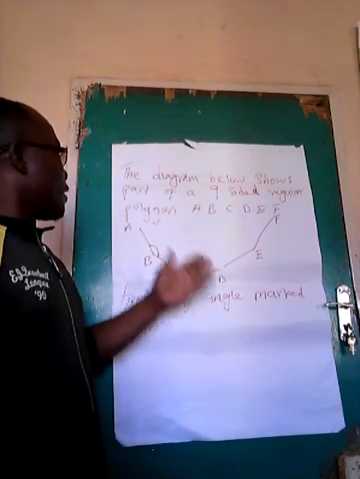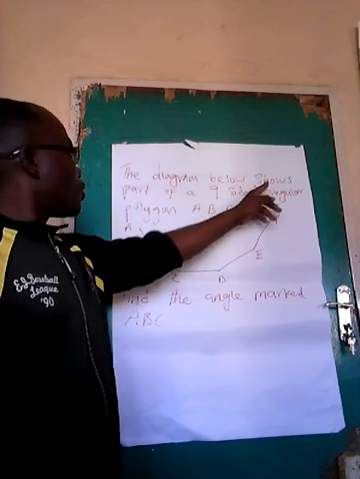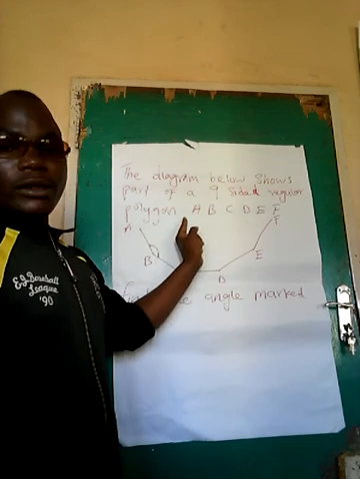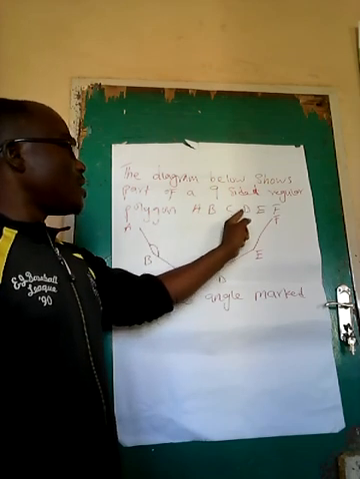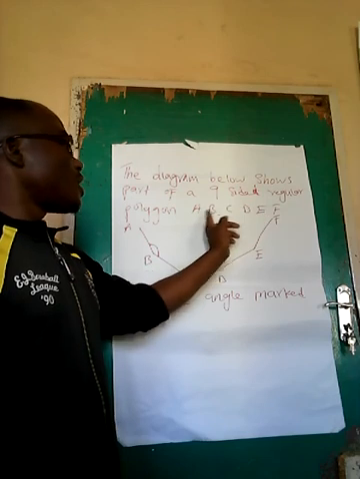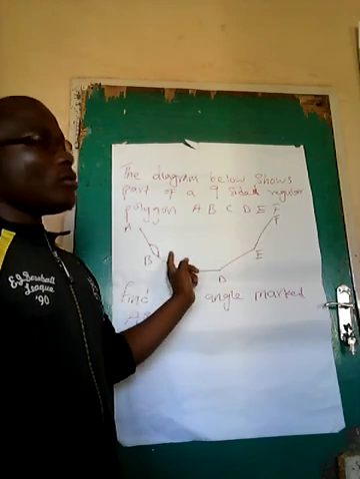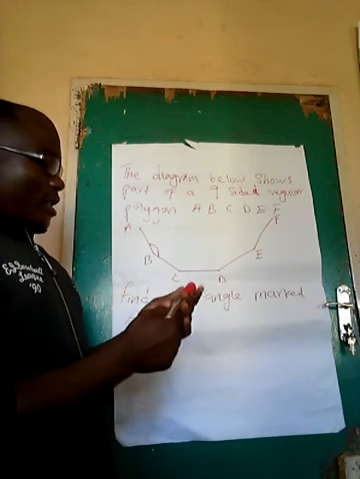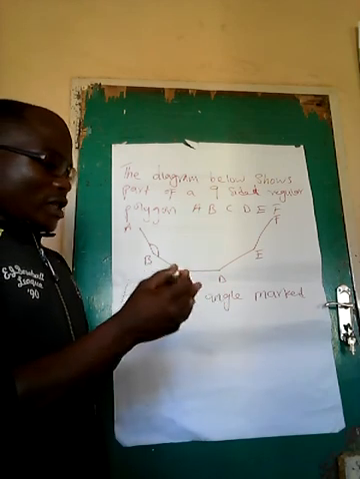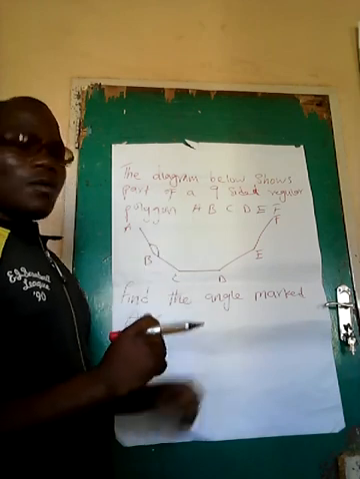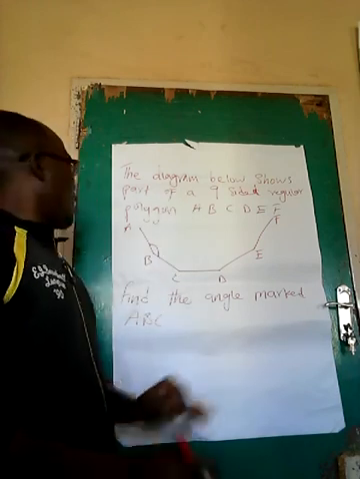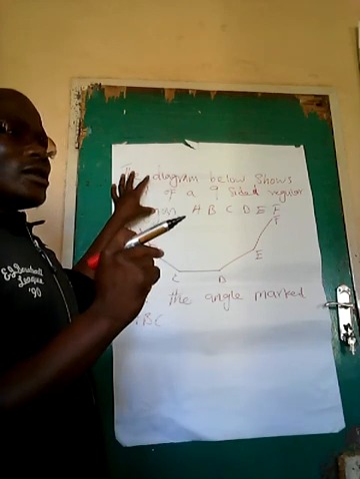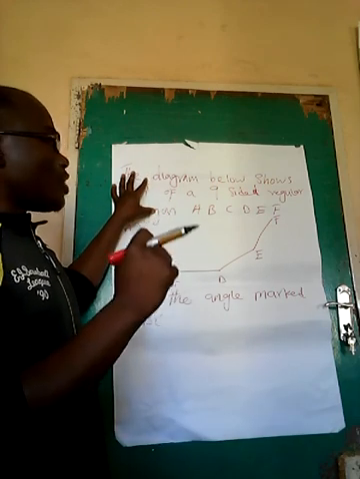The next question says: the diagram below shows part of a 9-sided regular polygon, A, B, C, D, E, F. These are the vertices of the part of the regular polygon which we have been given on the chart. Now, before you start calculating this question, first identify the topic where this question is coming from. We see that this question is coming from regular polygons.